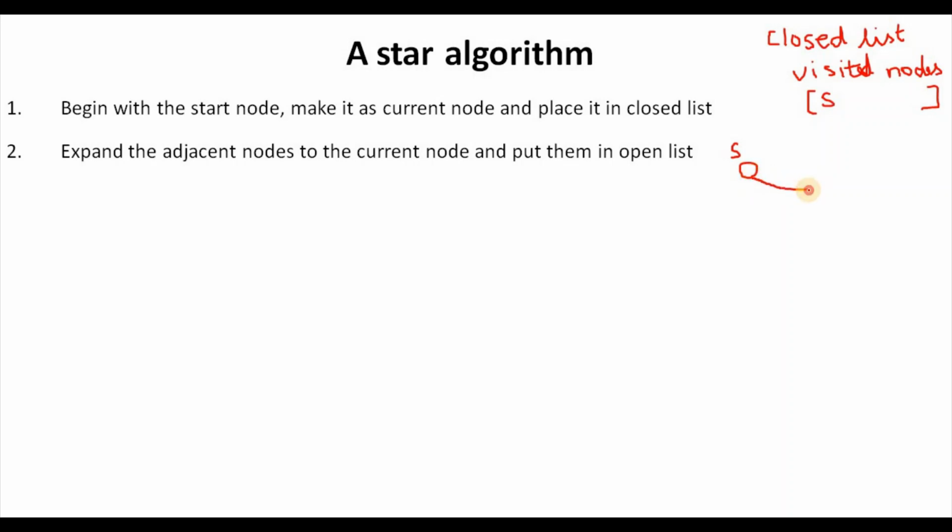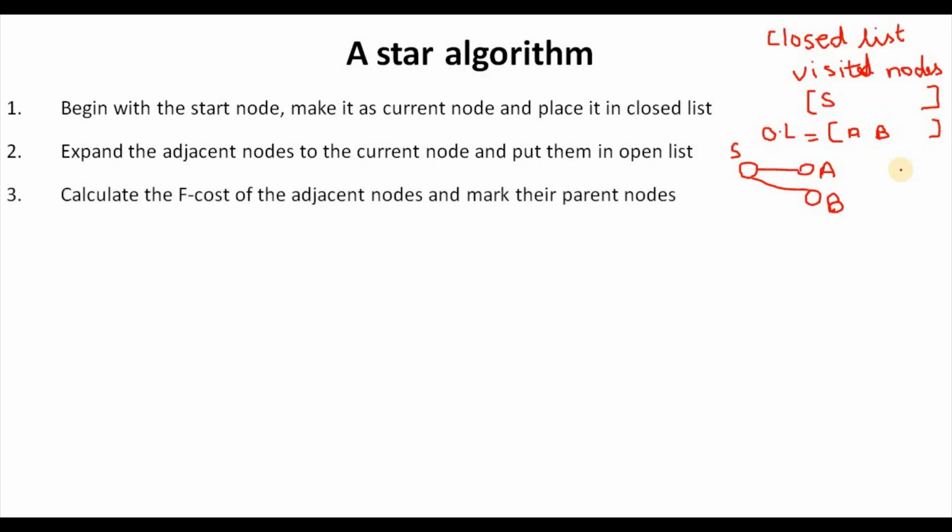Let's say we have two nodes that are adjacent to S. Let's say this is A and this is B. We put them in the open list, which is another list containing the nodes that are adjacent and not yet visited. I denote it as OL, the open list, equal to A and B, and so on. There will be more nodes coming. So this will be the second step.